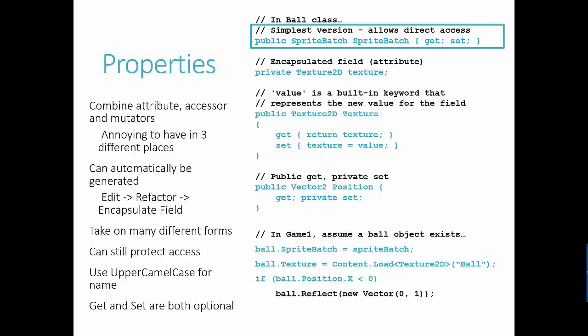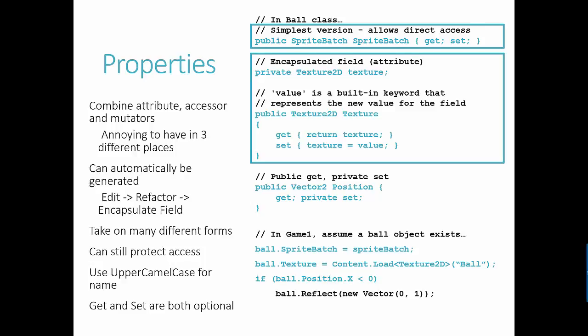In our second example, we see what we refer to as an encapsulated field, which means there is still a private attribute, but we also implement a property with a similar name to provide easy access outside of the class. The get component returns the current texture, and the set component changes the texture to a new value. The keyword value is built into C# and is a shortcut for the new value of the property. It can only be used with properties.